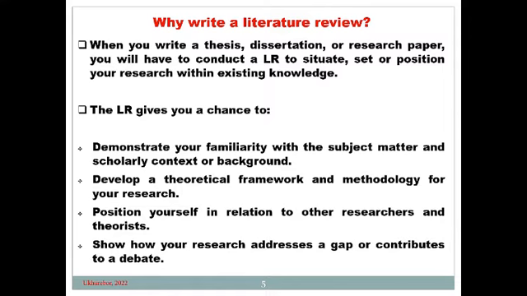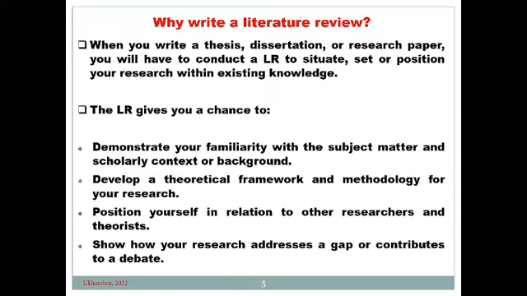When you write your thesis or what you call dissertation, or you write a research paper, you have to conduct a literature review to situate, or what I will use to set or to position your research within existing knowledge. Literature review will give you a chance to do the following. One, it will enable you to demonstrate your familiarity with the subject matter and scholarly content, or what I will call, I want to borrow from Professor Hilary's talk, background.